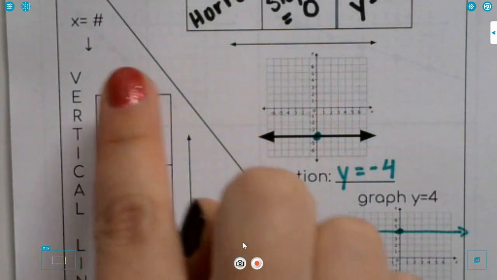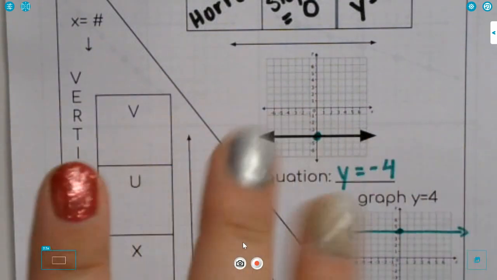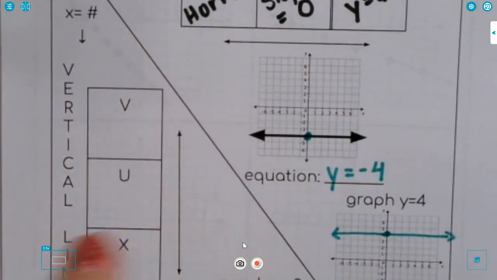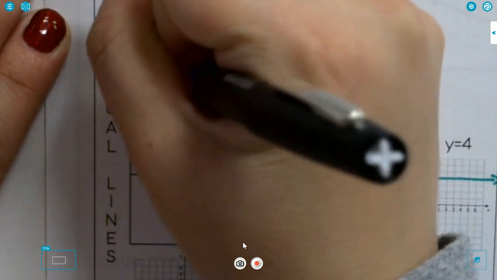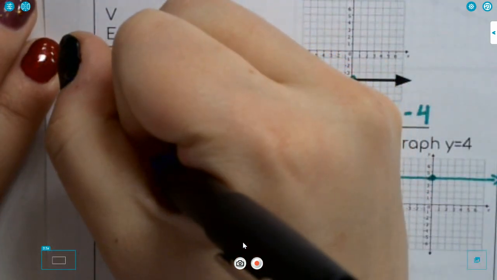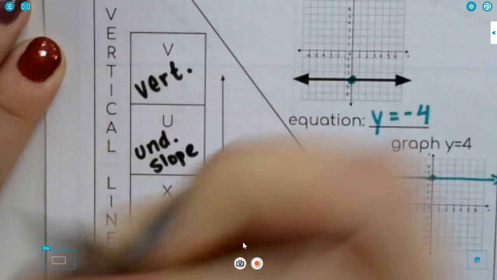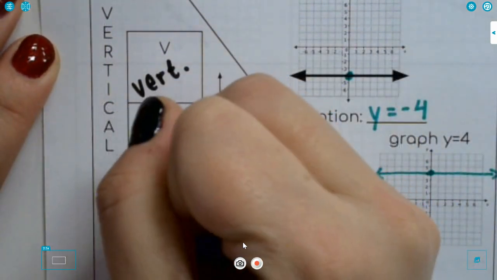Okay, let's talk about vertical lines. So over in the other triangle, I don't know why I set this up like this. I was trying to make it cool. It was kind of weird. An x equals a number equation is a vertical line. So a vertical line has an undefined slope and our equations are always x equals just a number.